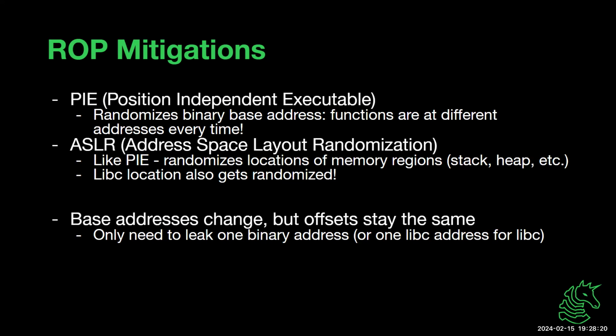So if I want to access a function, I have to leak an address of main or something, and then I can calculate offsets based on that. Because the key thing here is that though the base addresses of each region are randomized, the offsets between the different symbols in that region are not randomized. So those offsets will stay the same. So if you can leak one address in a region, then you can use those offsets to calculate other addresses within that region.